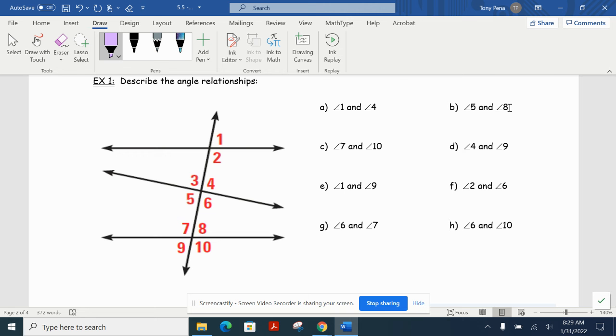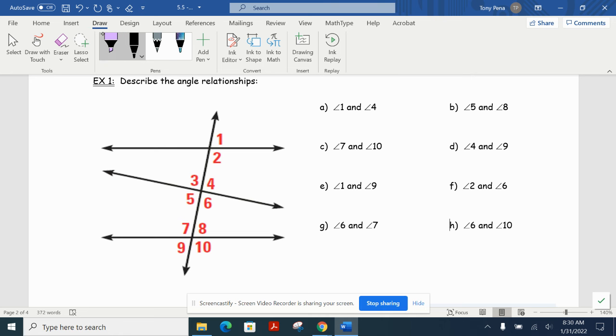All right. So if you fix those, we're now just going to compare them. When I tell you angle 1 and angle 4, of those 5 options we just listed, what are they? Are they corresponding, alternate interior, alternate exterior, same side interior, or same side exterior? All right, so the first few we'll do together.